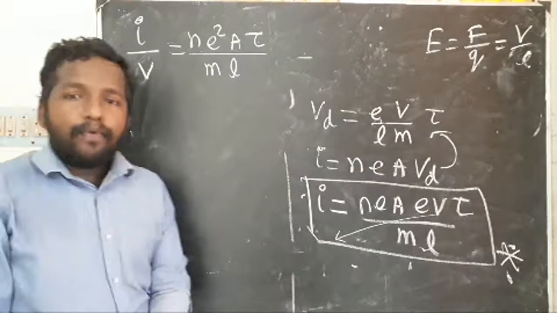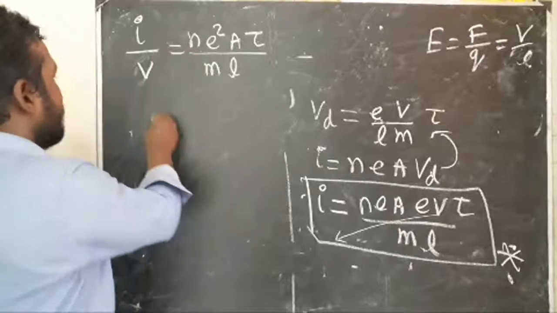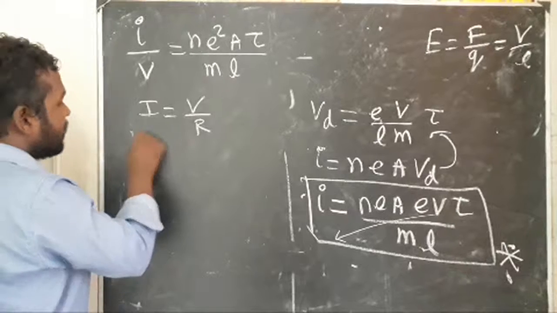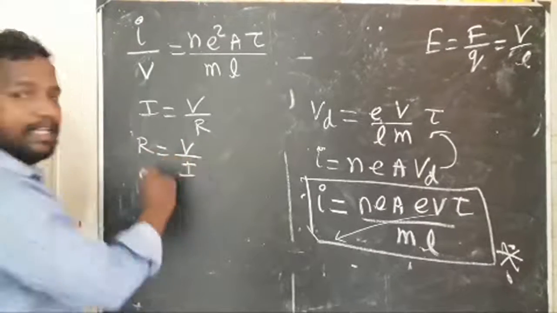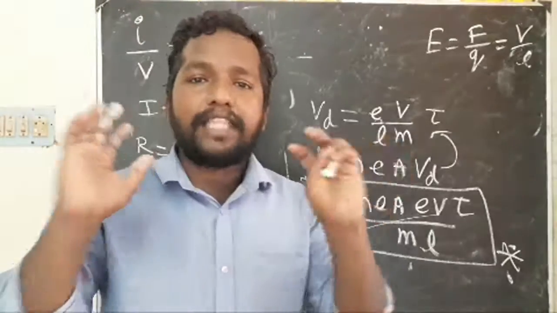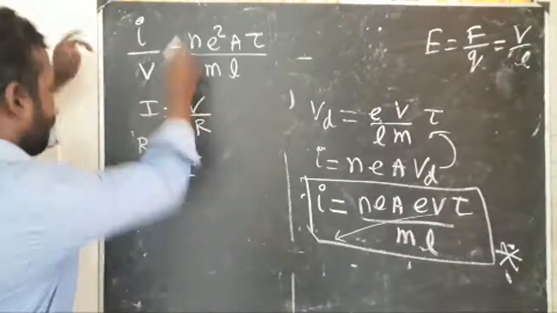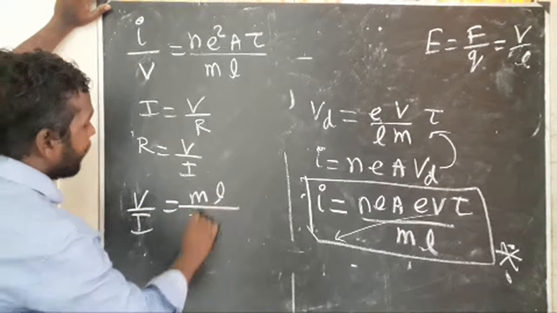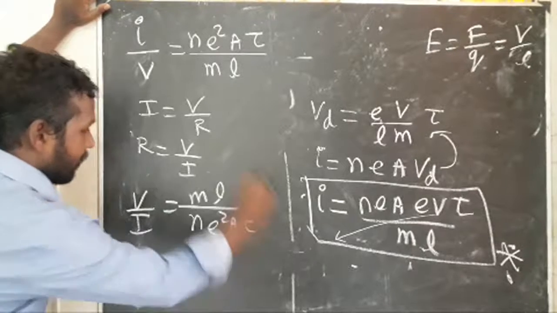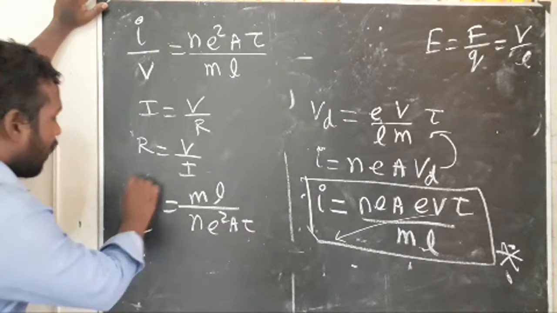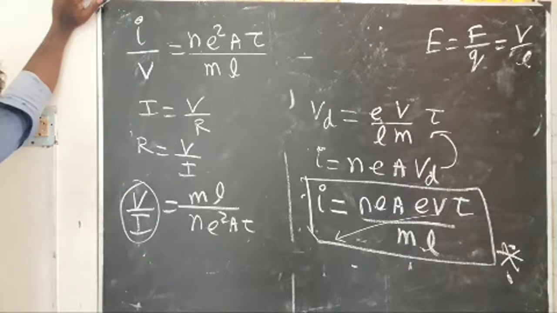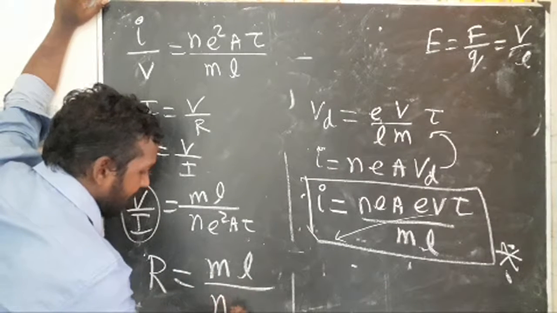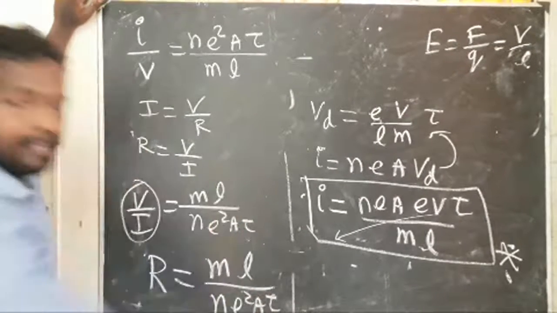If you want to relate with the resistance, just flip the equation. I is equal to V by R, otherwise R is equal to V divided by I. Just flipping the equation is going to relate with the resistance also. So I flip the equation: V divided by I is equal to m L divided by n e square A tau. Like that we'll get. Now what is this V by I? According to Ohm's law, this is going to be R. So resistance is equal to m L divided by n e square A tau.